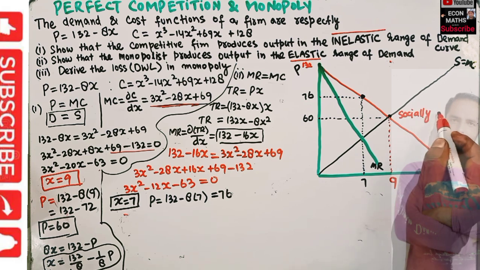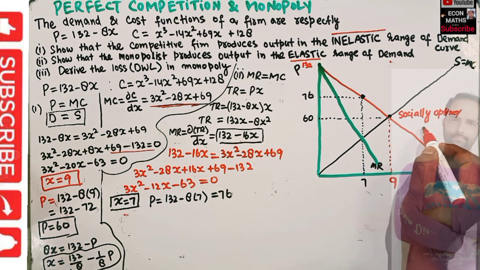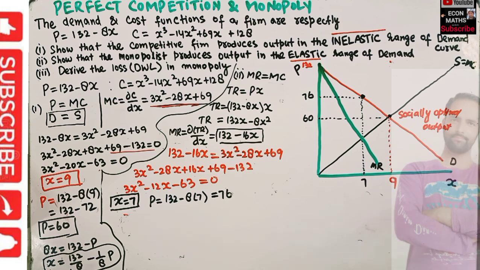Socially optimal output. I am really sorry for that. We need to find out the deadweight loss in case of monopoly.